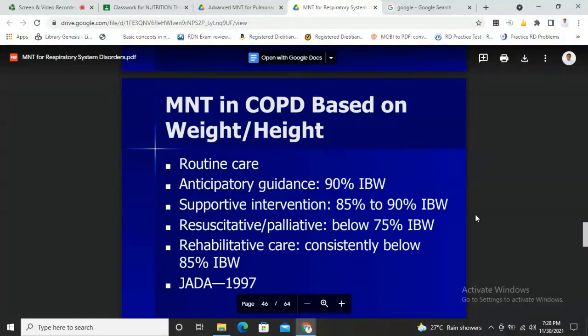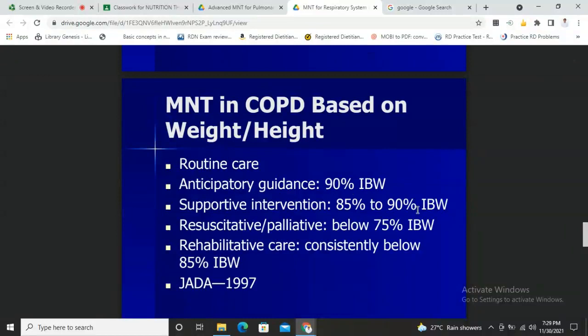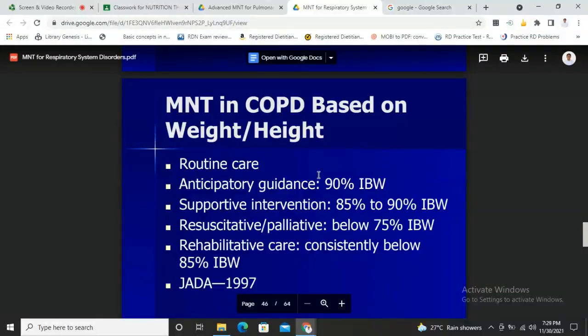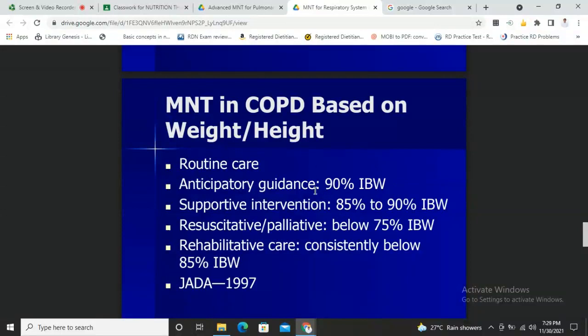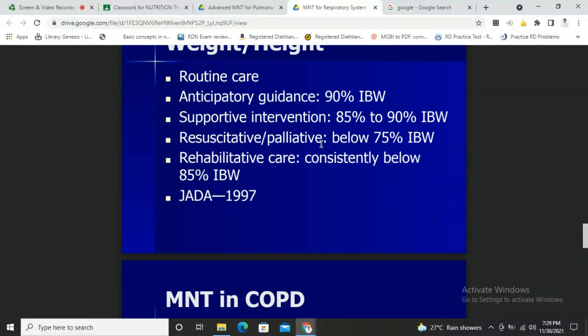Okay, MNT in COPD based on weight or height. At least meet 90% of the IBW. For example, if the patient is underweight, what to target is at least 90% of the IBW. Of course, you know how to compute for the IBW or the DBW. So 90% is the minimum. For palliative care or hospice care, it can be below 75% of the IBW.